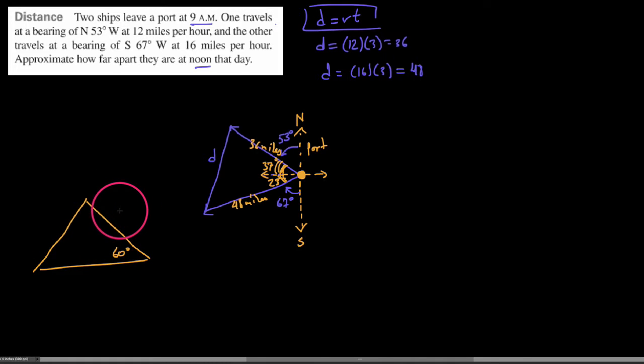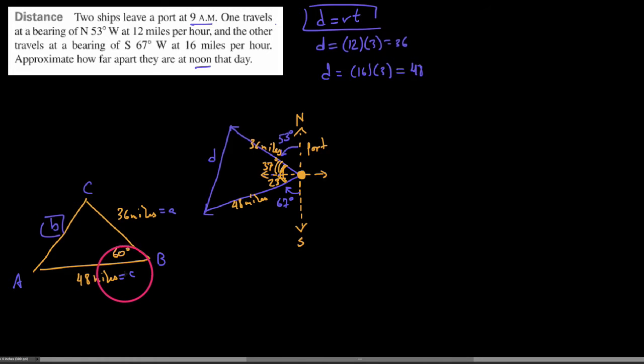I'm going to redraw this situation now and say that now I really know that this is 60 degrees, that this is 36 miles, that this is 48 miles, and that this is the distance that I want to find over here. As a good habit, we tend to label these things out. So we'll call this little a, we'll call this one little c, and then we'll call this one little b. What we want to do is go find b.